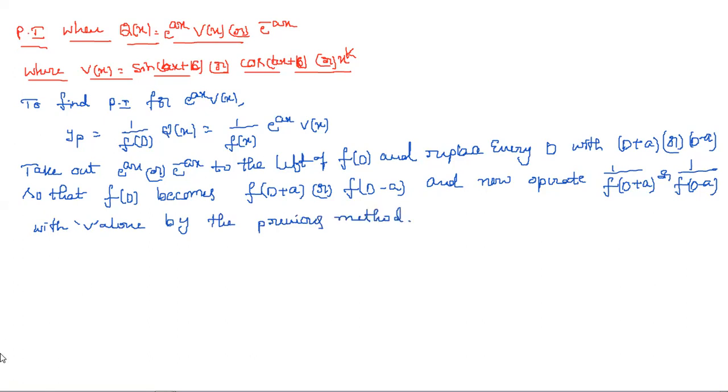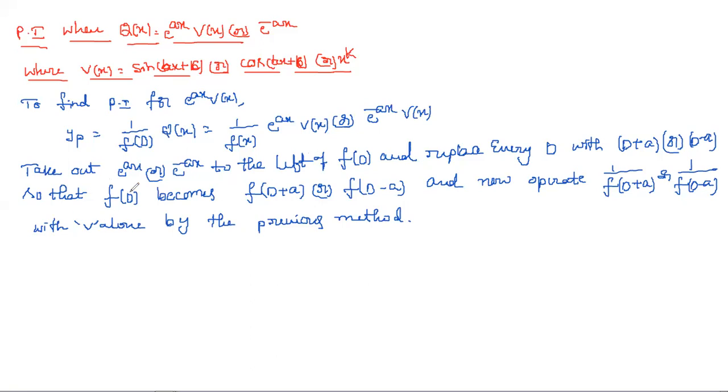Now you see, what is the first step? First we write, for finding the particular integral, we use the formula 1 by f of D into Q of x, where Q of x is equal to e power ax, or simply e power minus ax, into v of x. Either it may be plus or minus, whatever sign they mention in the problem.